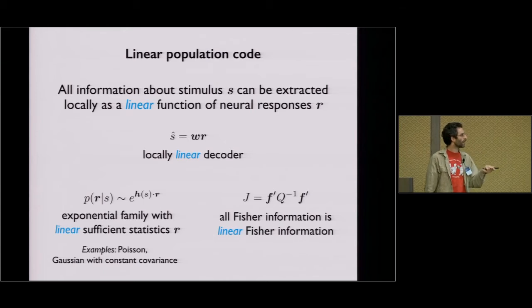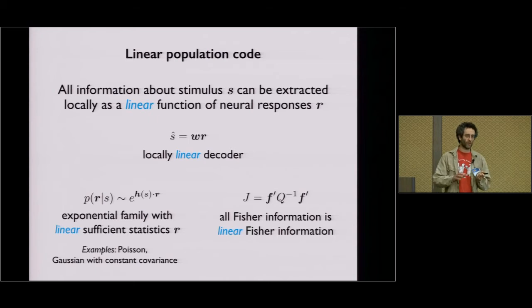And when that's true, then that means that your likelihood is described by the exponential family with linear sufficient statistics. You see this R shows up in the exponent there. And another way to say this is that all of the Fisher information, all the local discriminability information, is linear Fisher information.